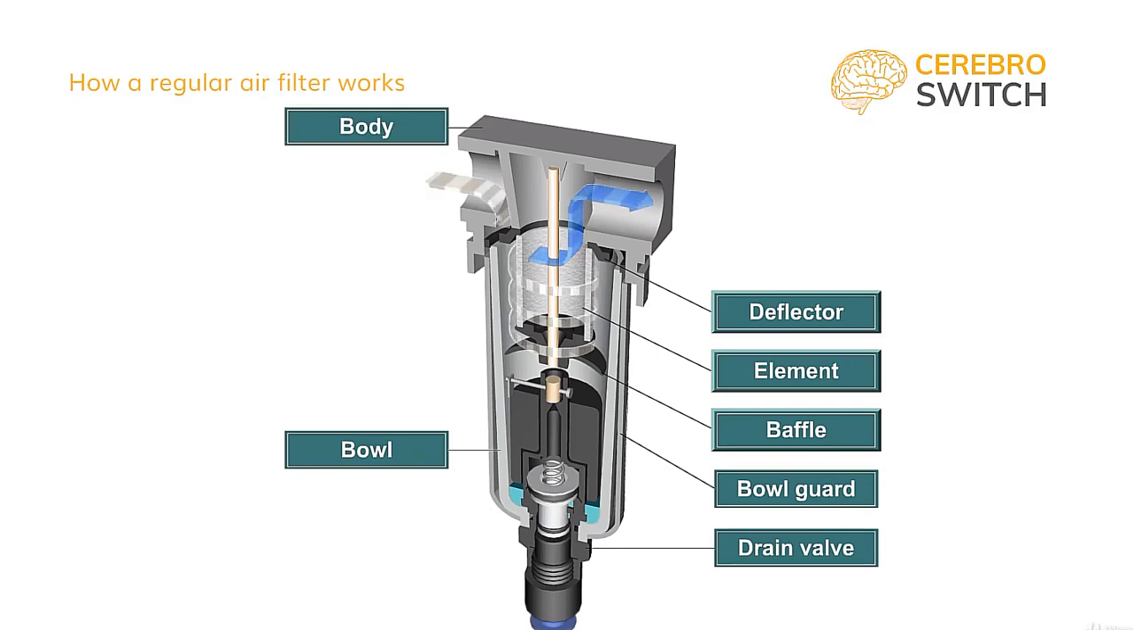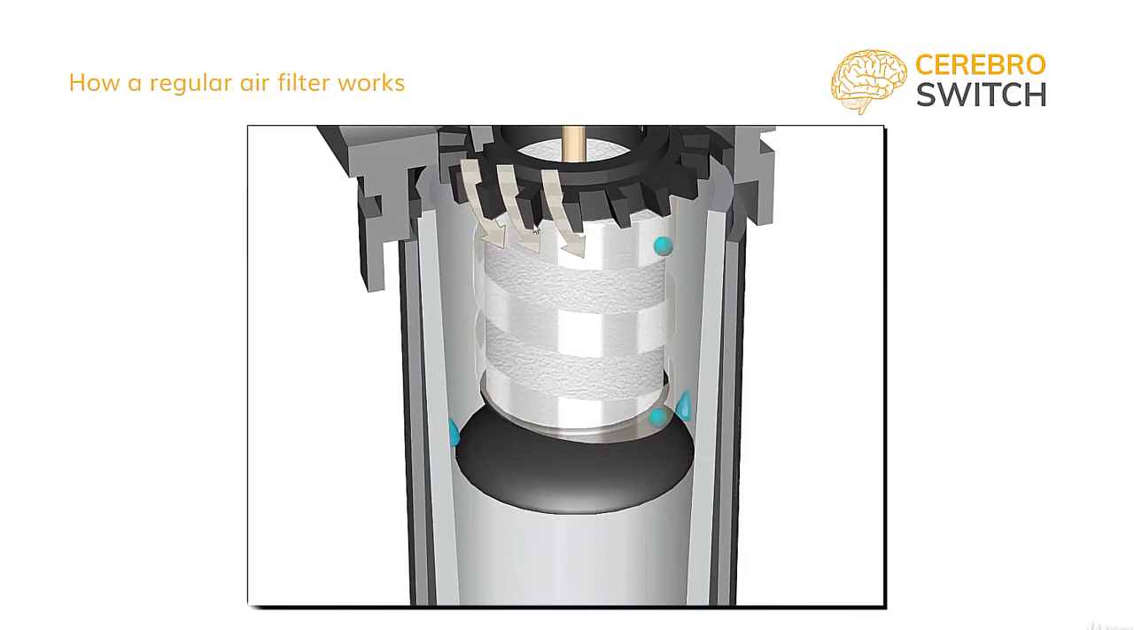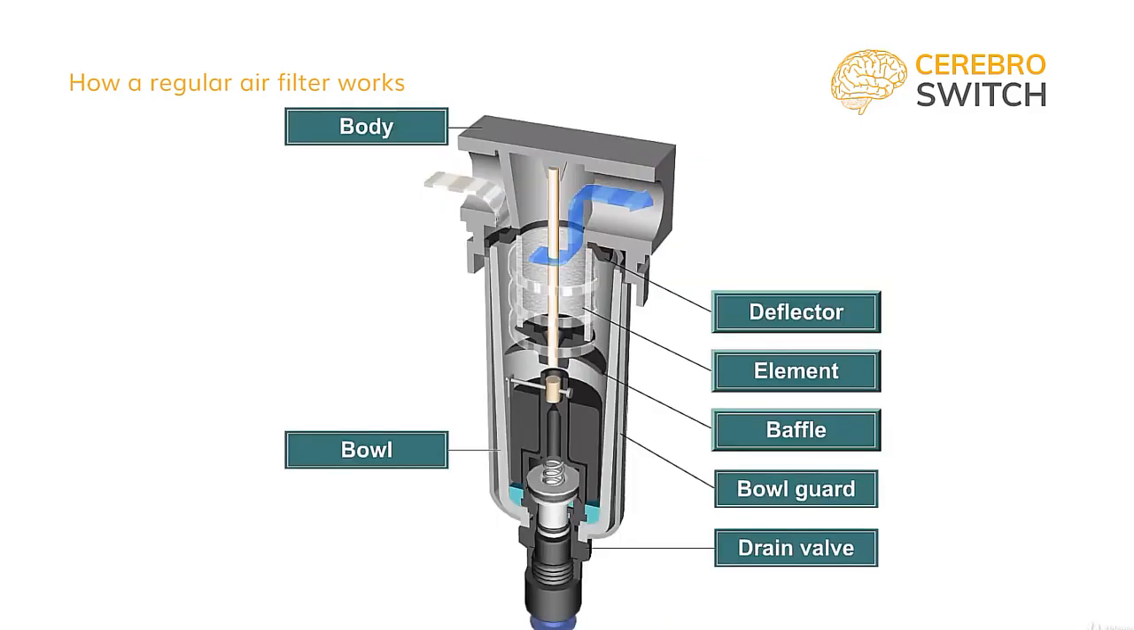Now, let's see how a regular air filter works. Air comes in through the in port on the left. When it comes in, it gets a spinning effect from a piece called the deflector, which is fixed and has angled fins. The spinning effect helps at getting rid of bigger solid particles and water drops, which are thrown on the walls of the inner bowl.